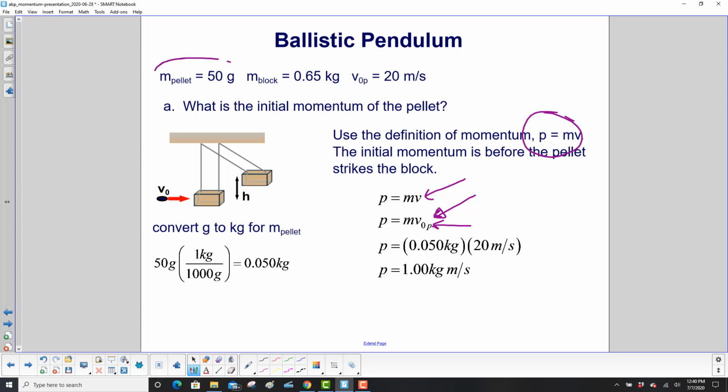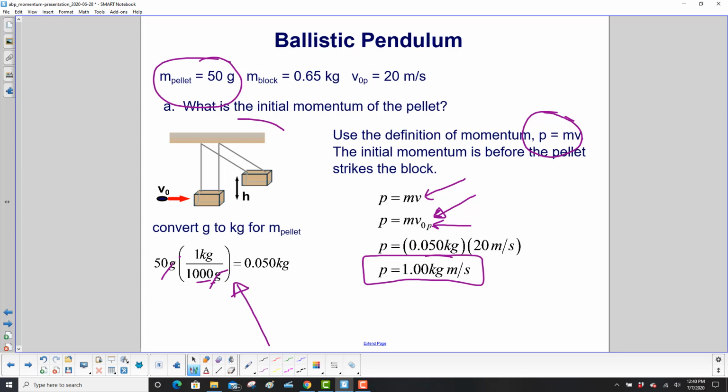Now we were given 50 grams. We work in kilograms. So over here is the unit conversion to go from grams: 50 grams times 1 kilogram, which is equal to 1,000 grams. Grams cancel, and we get 0.050 kilograms. Do the math, and we have a momentum of 1 kilogram meters per second.